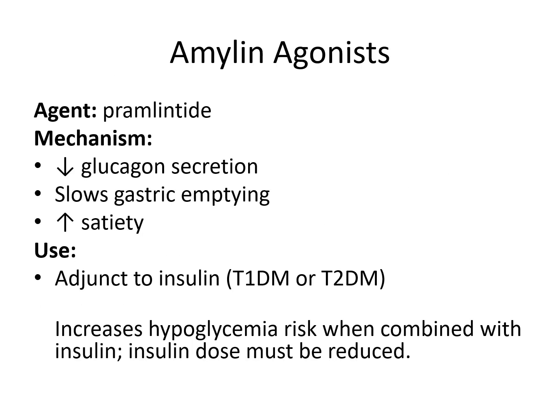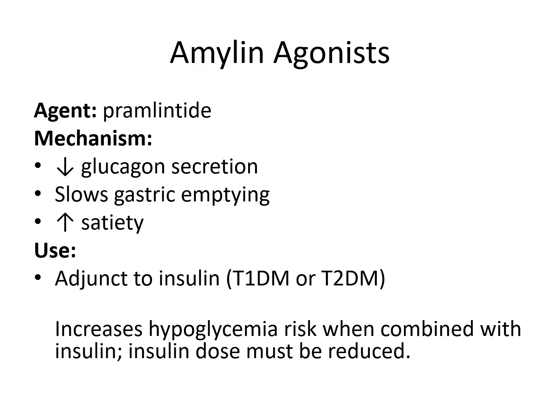So pramlintide is an amylin agonist. Amylin is a hormone that is normally co-secreted with insulin from the pancreatic beta cells. So in patients with diabetes, amylin secretion is deficient, especially in type 1 diabetes. Mechanistically, pramlintide works by decreasing glucagon secretion, slowing gastric emptying, and increasing satiety, so making a patient feel more full after eating. By slowing the gastric emptying and suppressing glucagon, it reduces that postprandial glucose spike.